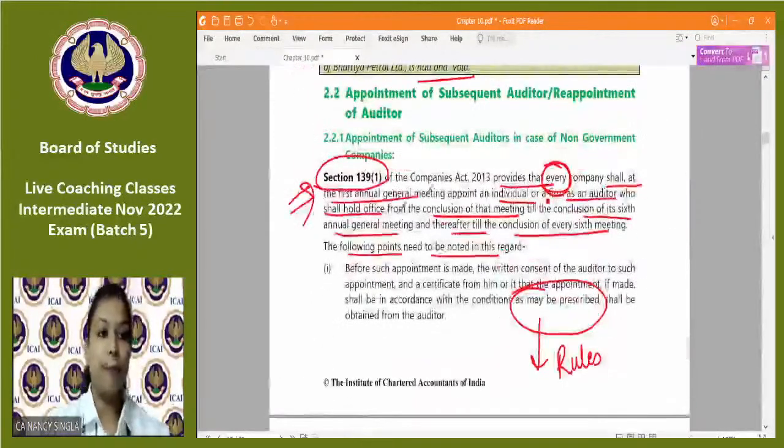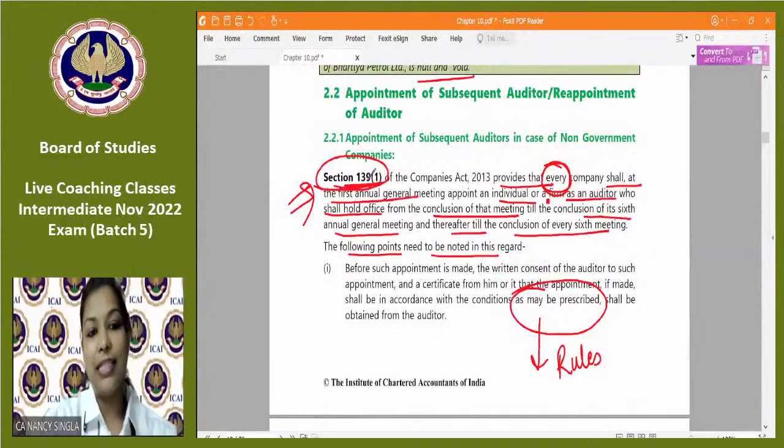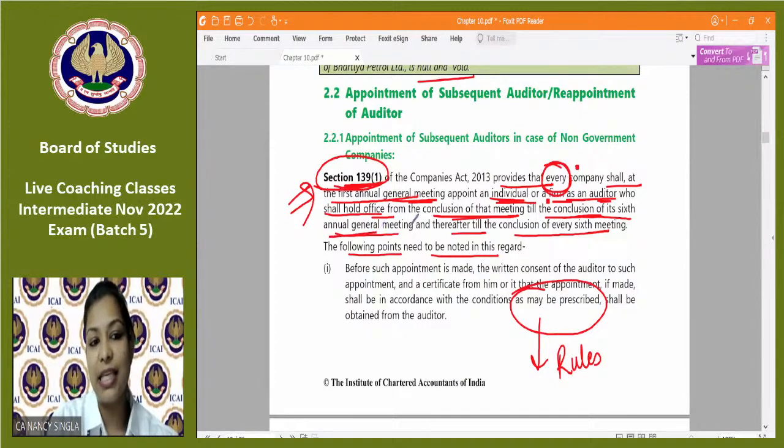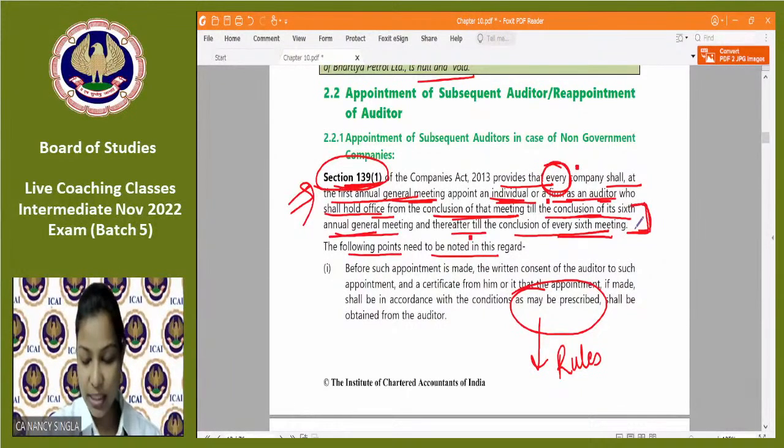Okay. So section 139 subsection 1, it says every company shall at the first AGM appoint the individual or a firm as an auditor who shall hold office from the conclusion of that meeting till the conclusion of the 6th AGM and thereafter till the conclusion of every 6th AGM. What is meant by this? I'll discuss this when we'll be doing section 139 subsection 2, 3 and 4.